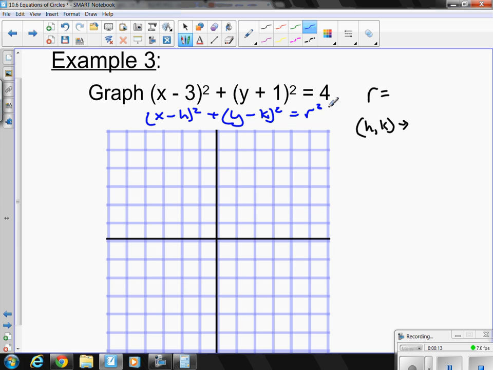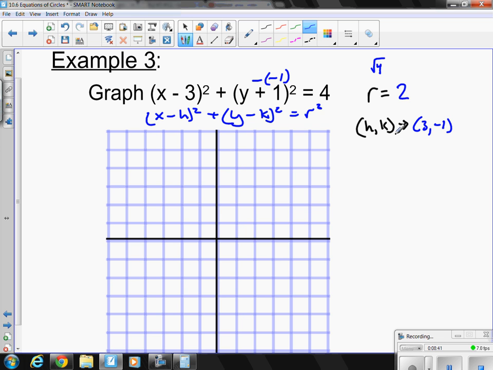So what squared is 4? Well, 2 squared is 4. Take the square root. Undo squaring by taking the square root. And h is going to be 3. And k, since I'm subtracting k, I need to think of this as subtracting a -1. So k is going to be -1.